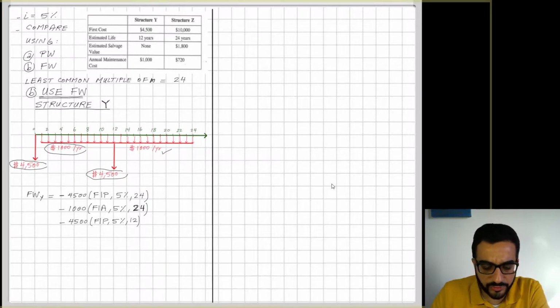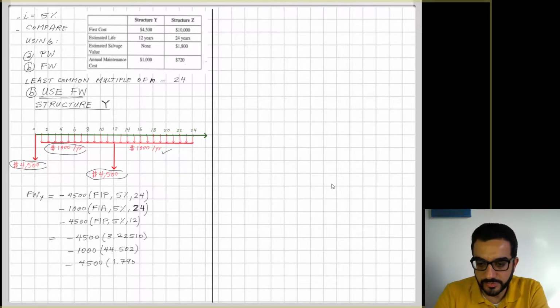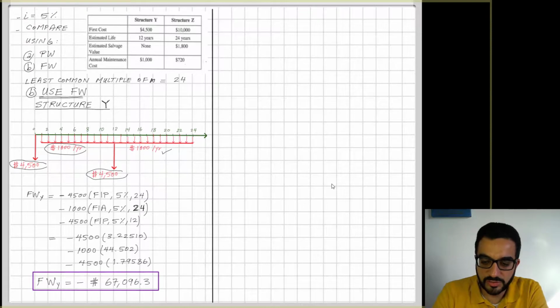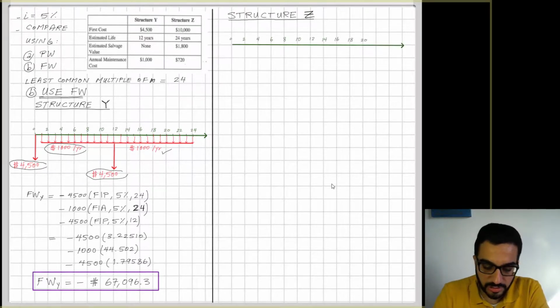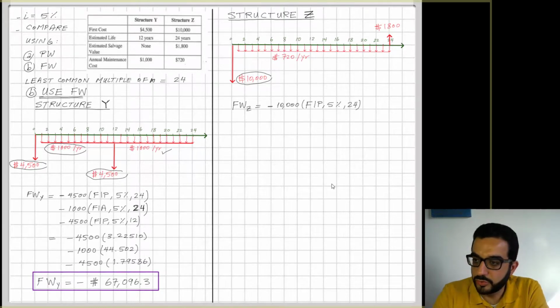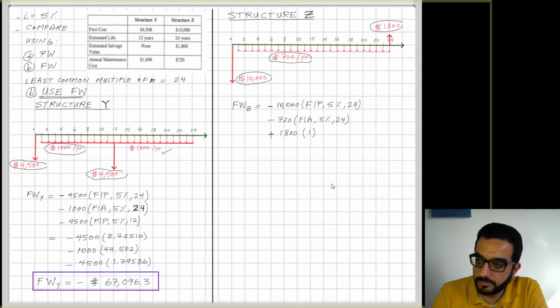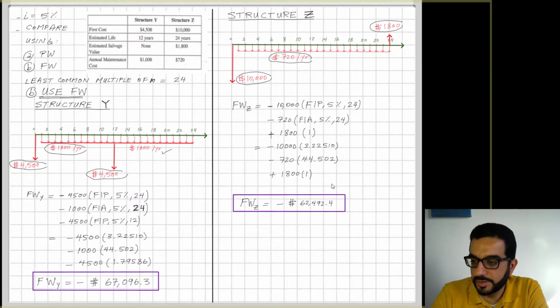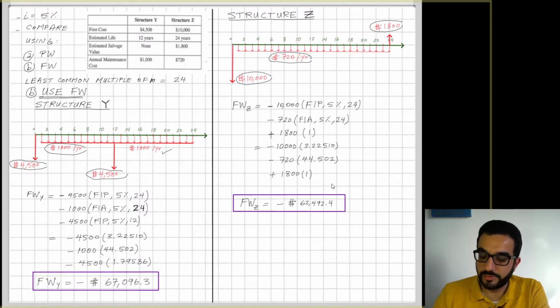And now all the factors are F given something, F given P, F given A. Calculating the factors or getting them from the tables, that will give us the future worth of Y equal to 6796.3. Moving to the next, the structure Z, drawing the cash flow, and calculating here my future worth, 10,000 times F given P, and then the annual maintenance, F given A, moving into the future, and then 1800 here, salvage value is already in the future point I'm calculating the worth at, so it's multiplied by 1. Bringing the values of the factors, we'll find that the future worth of structure Z is 62,492.4. So you see both are also negative.